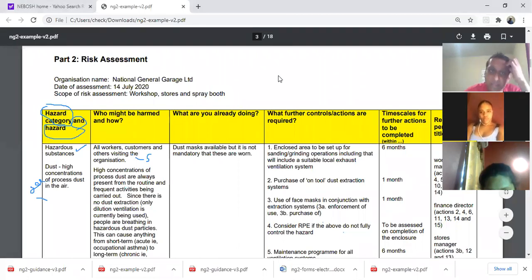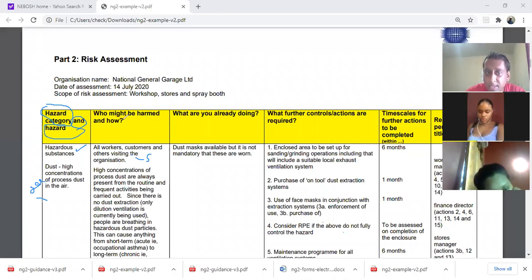The next piece is very important, but the marker on Zoom is not coming down. Anyway, I would have shouted it, it was just to say who the employees are, right? The next piece is the how. A lot of students think that the how is the consequence. The how is not the consequence. If you read down here, you'll see asthma, short-term acute occupational asthma and stuff. But that's not the how. The how is how the person will be affected by this dust.